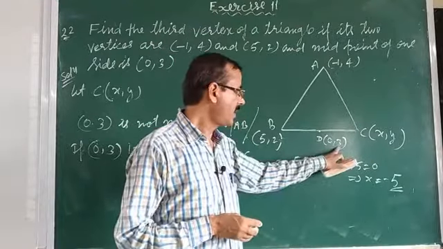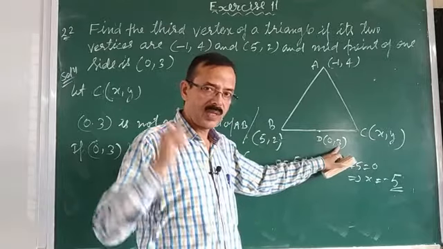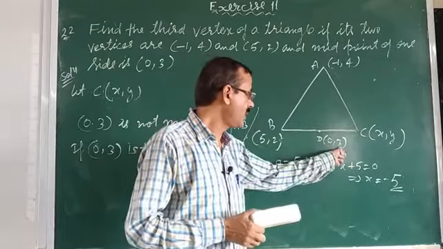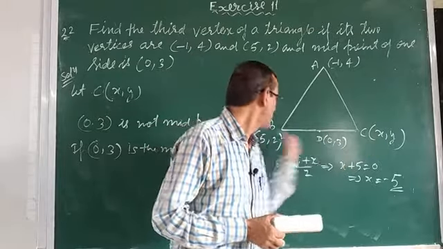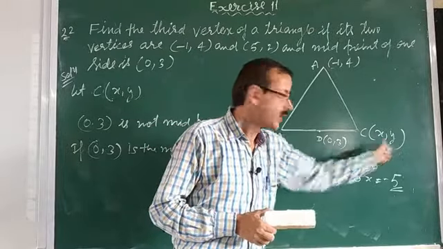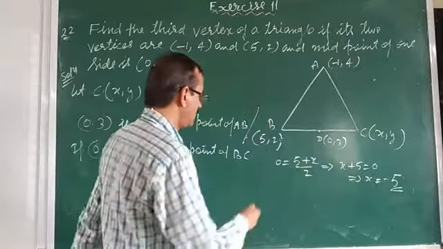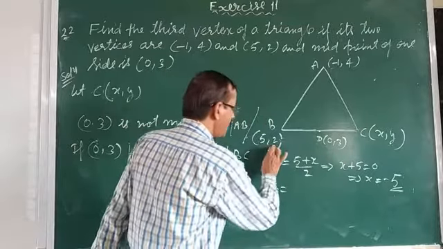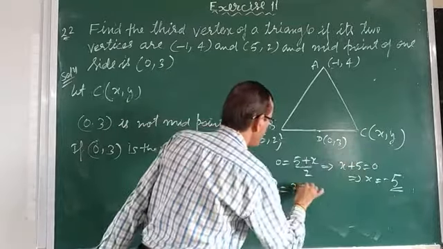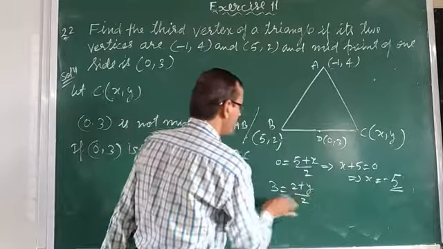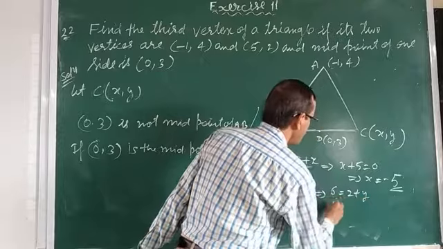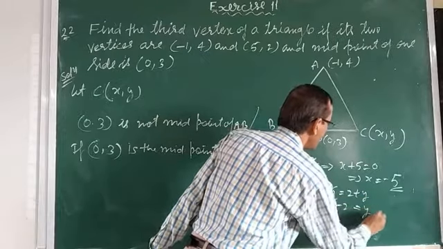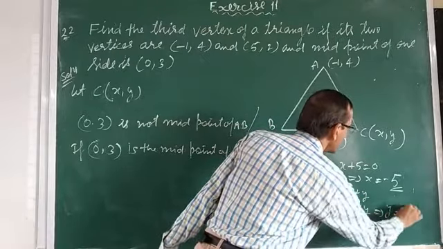Now for the y. As I told you earlier, if this is AB, then A is equal to x1 plus x2 upon 2, and B is equal to y1 plus y2 upon 2. So similarly here I am using that 3 is equal to y1 plus y2, it means 2 plus y upon 2. So 6 is equal to 2 plus y, or transposing, 6 minus 2 is equal to y, or we can say y is equal to 4.